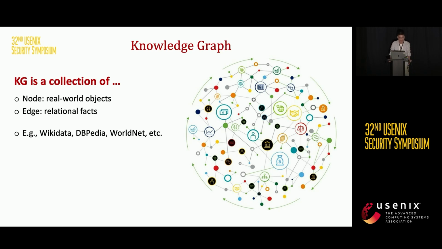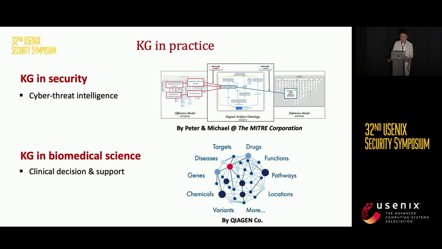The knowledge graph is a collection of real-world objects as nodes, and their relational facts as edges. Common databases like Wikipedia are intensively used to build a knowledge graph. In practice, knowledge graphs are also widely used in some security-sensitive domains. For example, in cybersecurity, it helps to build cyber threat intelligence and the threat engine. And in biomedical science, it collects a lot of medication evidence to help build clinical decision support.